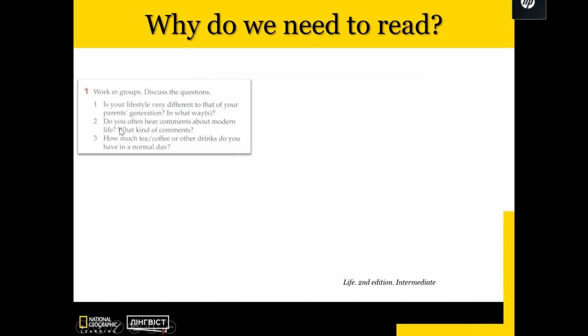Let's have a look. First, they create some interest by asking students to discuss some questions. And again, have a look at the questions. They refer to the personality, to the life of your pupils, right? What is your lifestyle? Do you often hear the comments? So students start feeling that someone is interested in them, right? It's not just some facts, but the students who are in the first place, right?